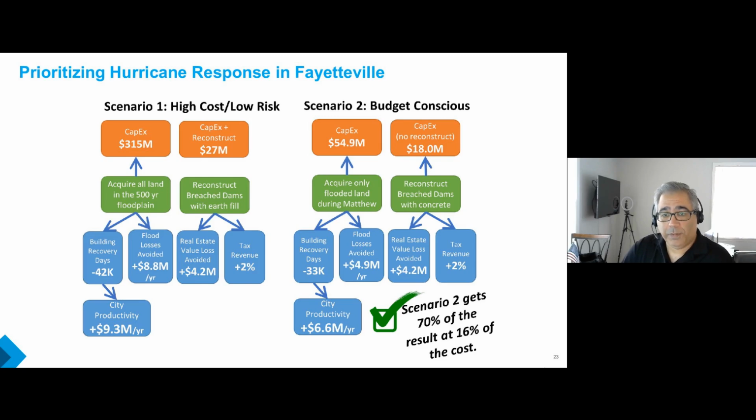$55 million. For reconstruction of the dams, we said, let's actually spend more and reconstruct the dams with hardened concrete, so that when storms occur in the future, they won't get breached again. As a result, you can see the cost is actually lower, because in the first scenario, we had to reconstruct the dams every time a large storm came along. So you've actually saved money. The end result is you don't get as high a benefit. Here we get $6.6 million in productivity loss avoided, and 4.9. You can compare these to 8.8 and 9.3. But in reality, you get 70% of the benefit of the first very expensive scenario at just about 16% of the cost. So, a helpful analysis.